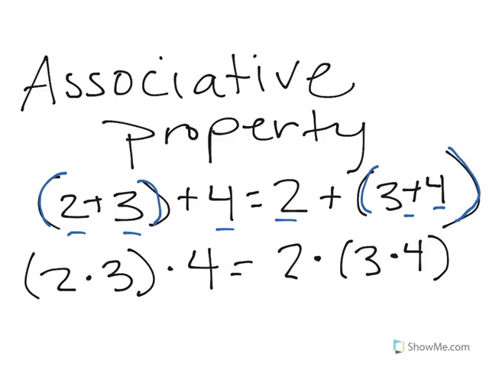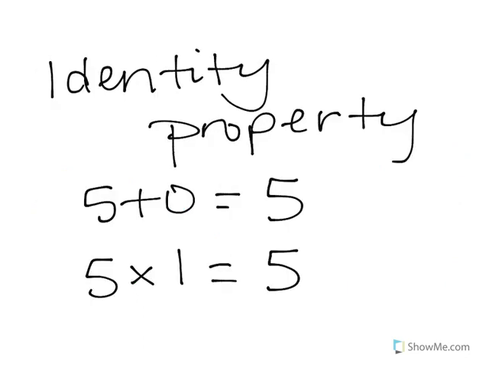Same thing with multiplication. Notice the parentheses started here, and then the parentheses hopped over one spot, and they're now at the end. So the associative property can be used for addition and multiplication, just like the commutative property was, but it just refers to the parentheses moving. The last property we need to understand is called the identity property.